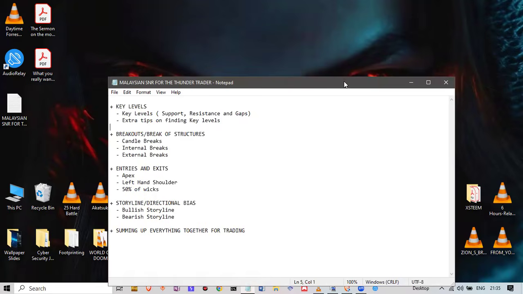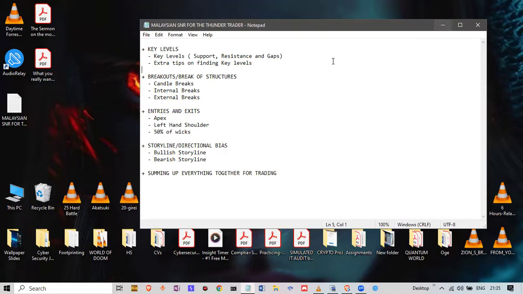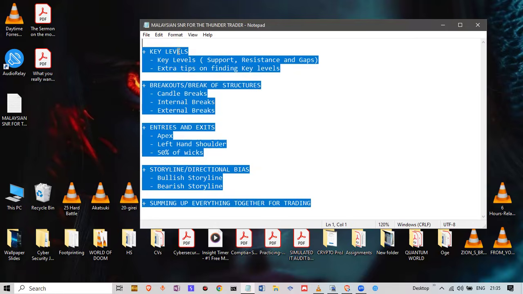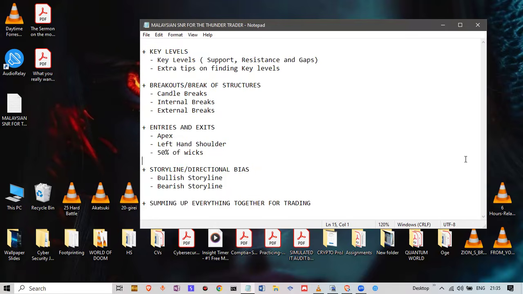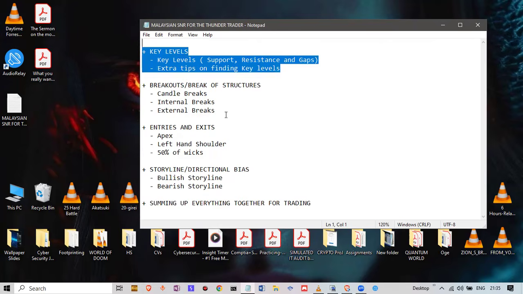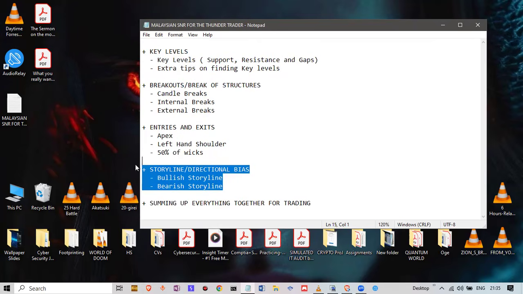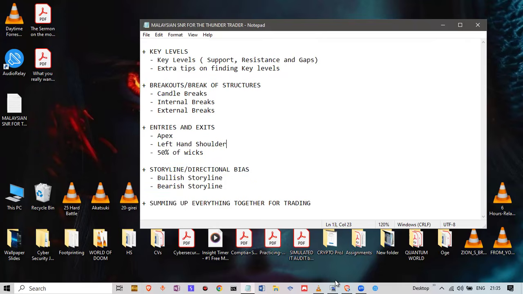So just to save time, I wrote out a very quick, detailed breakdown of the path we're going to take in learning this whole thing. We're going to start with the key levels, then move on to breakout structures, entries and exits, then finally how to get your storyline and directional bias.